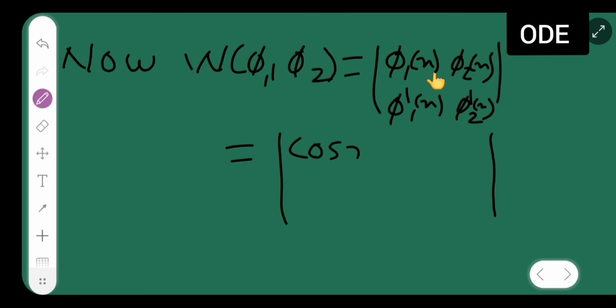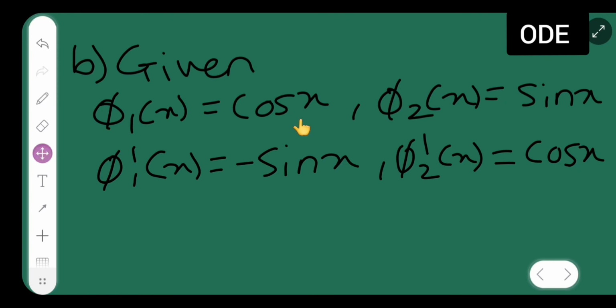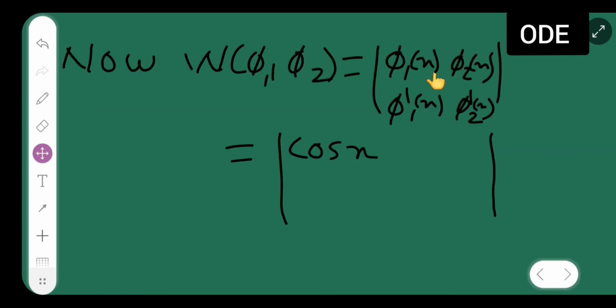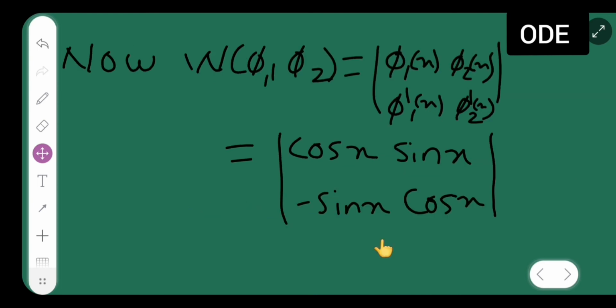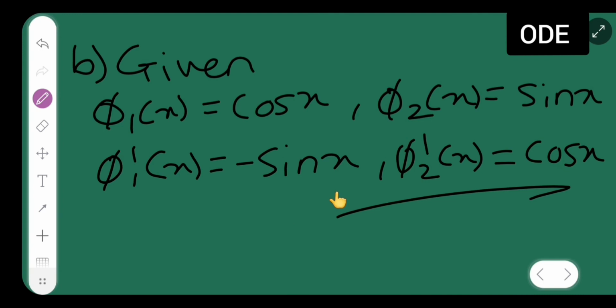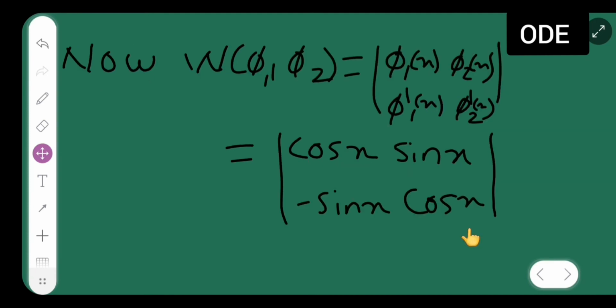Cos of x. Now what is my phi2 of x? Sin of x. And what is the derivative of cos of x? Minus sin of x. And this is cos of x, right? From here, phi1 dash of x is equal to minus sin of x, and phi2 dash of x is nothing but cos of x. So that's what I have placed as values here.